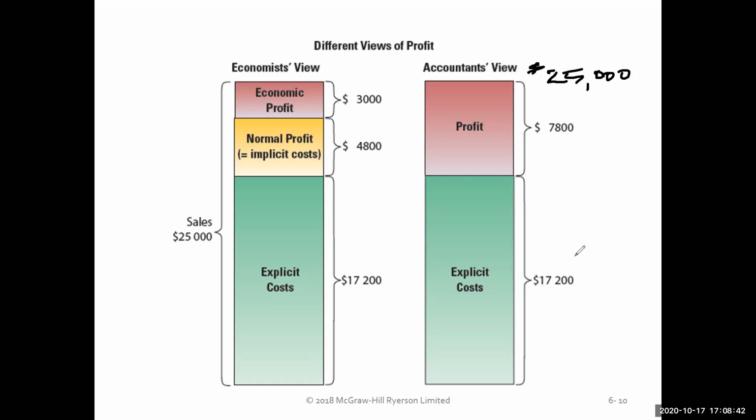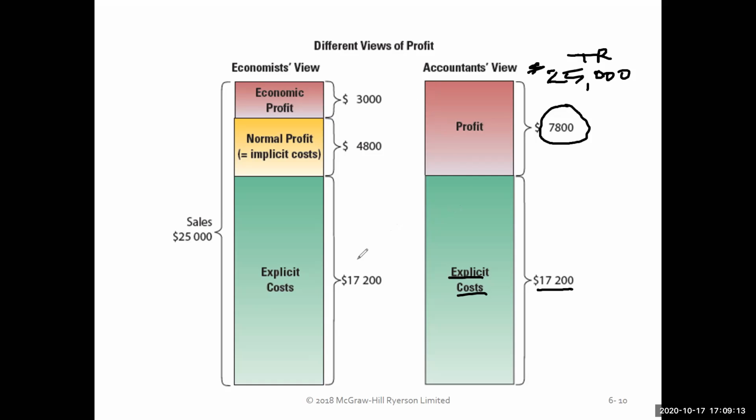And they'd subtract their explicit costs. So they'd add up the rent, they'd add up the salaries, they'd add up all those ingredients or inputs into the production process. And that was the 17,200. So they'd take their total sales, subtract explicit costs or total revenue. Let's just put that here, be consistent, TR minus explicit costs to give them their accounting profit of 7,800. Perfect. That's what you'd show in the bank.